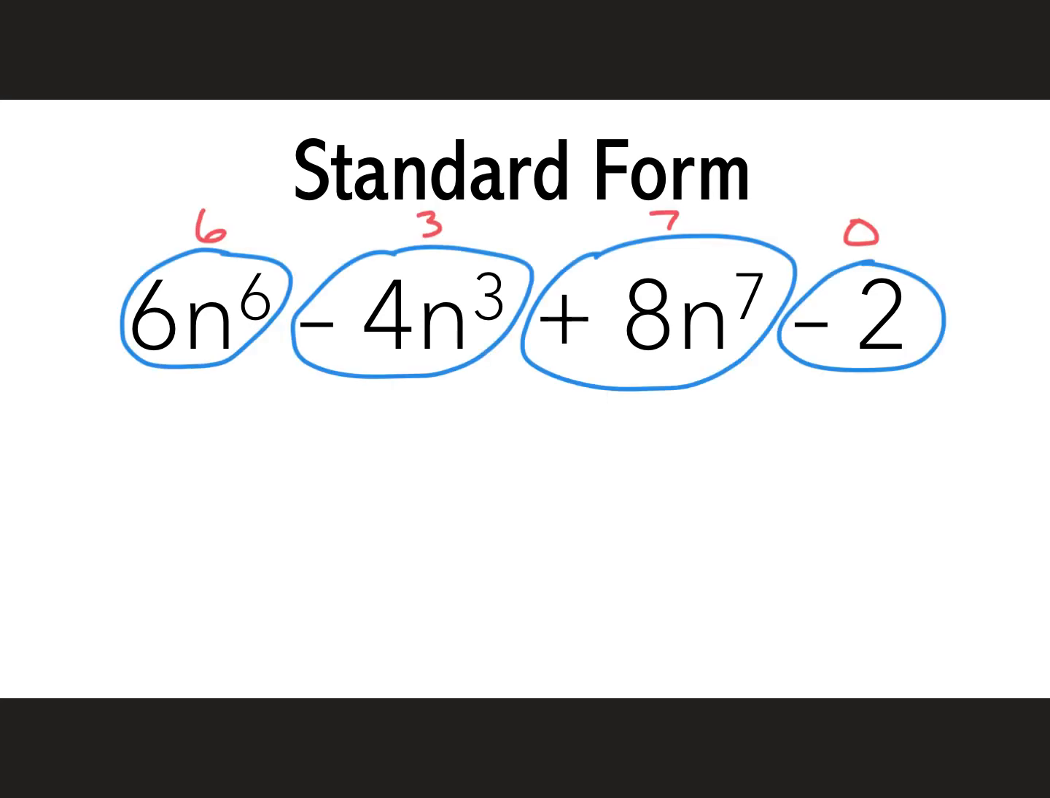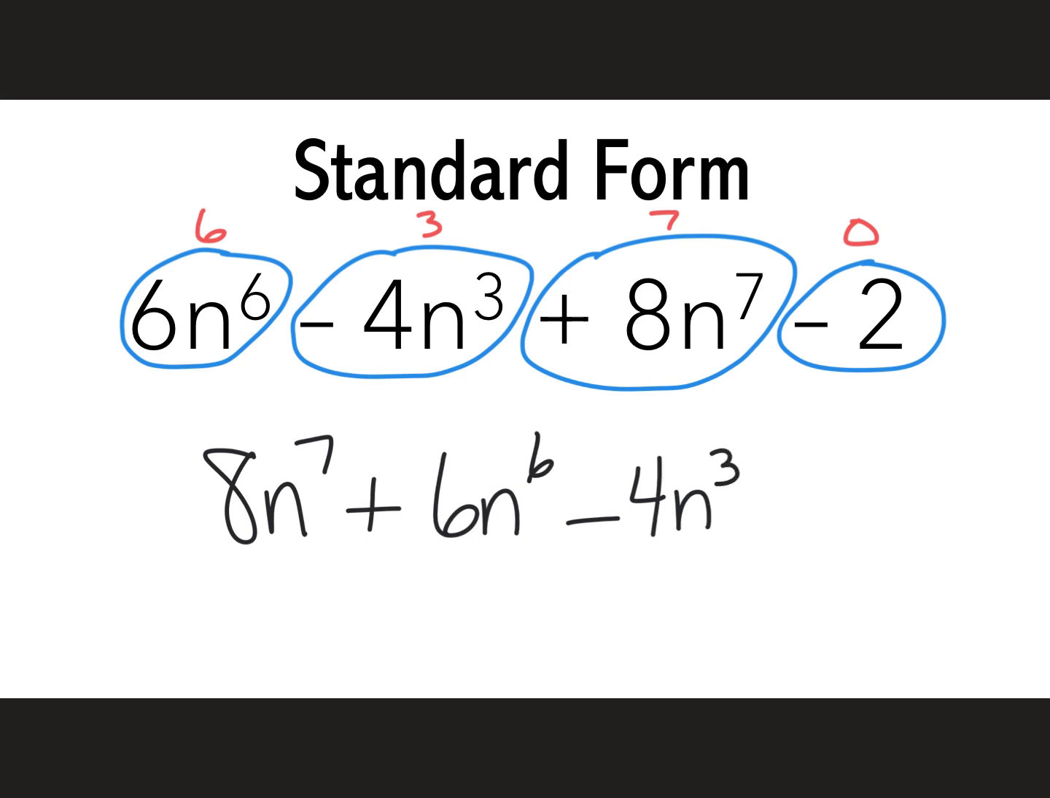Okay, I've circled my terms and I have listed their degrees. Now, what goes first? The 8x^7? Sure. And then did you get 6x^6, minus 4x^3, minus 2? How'd you do? Is that what you had? Okay, let me ask you this. What is your constant? Well, that's the negative 2. And what is your leading coefficient? Well, since we went from the highest degree to the lowest, it's in front, which is the 8.